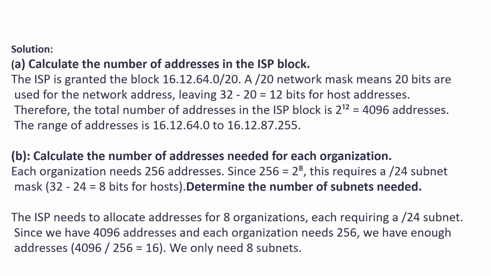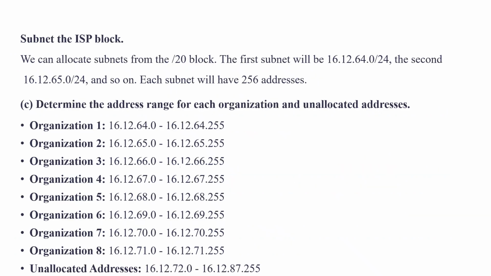Now determine the number of subnets needed. The ISP needs to allocate addresses for 8 organizations, each requiring a /24 subnet. Since we have 4096 addresses and each organization needs 256 addresses, we have enough addresses. So 4096 divided by 256 is equal to 16 subnets available, but as per this problem, we need only 8 subnets. So we can allocate subnets from the /20 block.